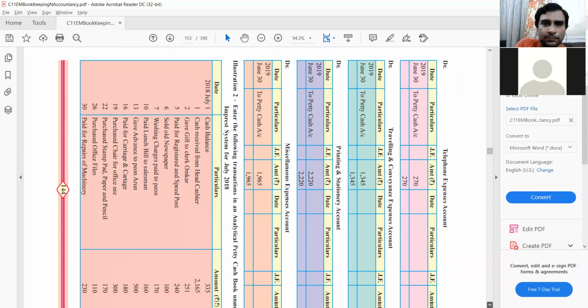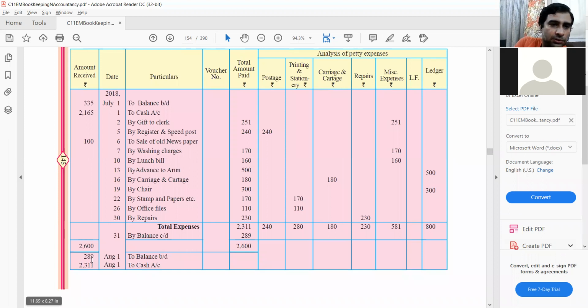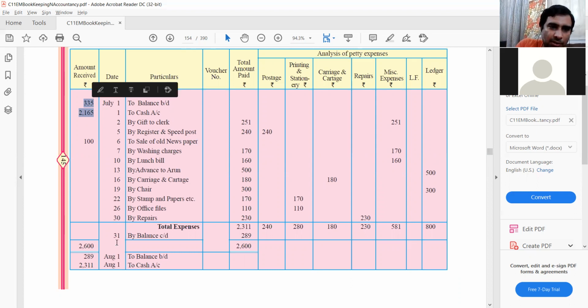So if we look at one of the solved examples, the previous one, where I said I wasn't able to understand where that amount came from. Yeah. So 2,600, if you look at this in the last month, this was added up. Actually, this should be 2,500. They have made an error. This is a newspaper sale. I don't know what your syllabus expects, but in my mind, the idea is to bring the balance back to 2,500. So in this case, the petty cash imprest amount is supposed to be 2,500 on the first of every month. So I would have transferred 2,211 and not 2,311.